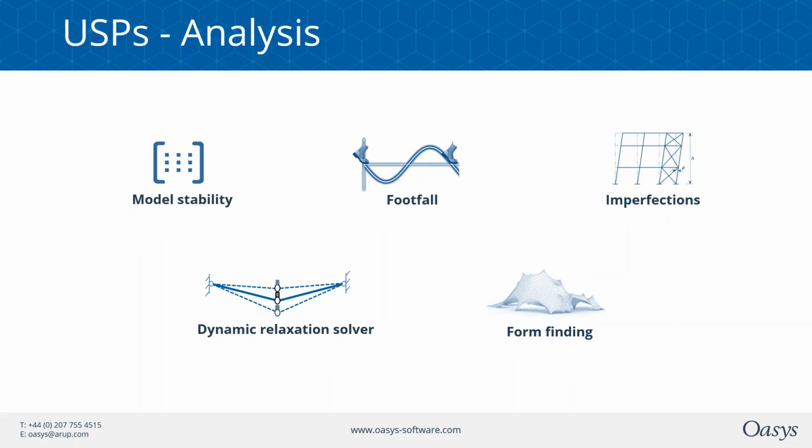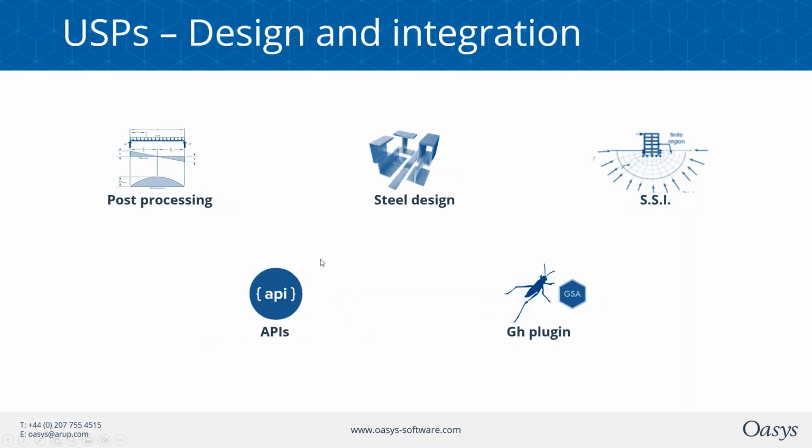Something's gone wrong. What's gone wrong? This tells you. Footfall for human-induced vibrations. Imperfections for, well, not notional horizontal loads, but what causes notional horizontal loads. Powerful nonlinear analyses and form finding analysis. And the post-processing, all the results there, all in one place. Steel design, soil structure interaction, APIs, application programming interfaces, and the GSA and the plugins into Grasshopper as well.